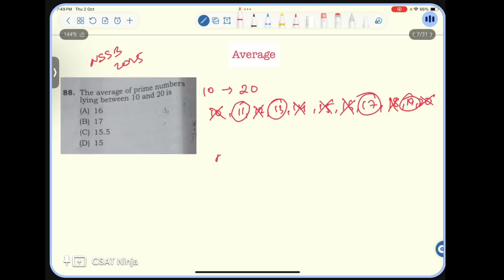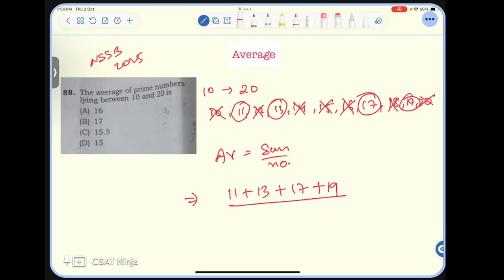So let us find the average, which means the sum of the terms divided by the number of terms. What is the sum here? 11 plus 13 plus 17 plus 19, divided by how many terms? 1, 2, 3, and 4. We have 4 terms here. So the average of this will be, let us sum. 11 plus 13 is 24. 24 plus 17 plus 19. So 9 plus 4 is 13. 13 plus 7 is 20. 0, 2 in hand. 2 plus 2 is 4.